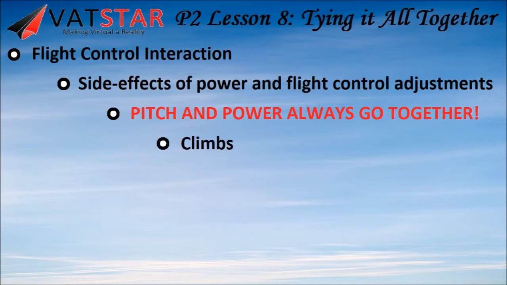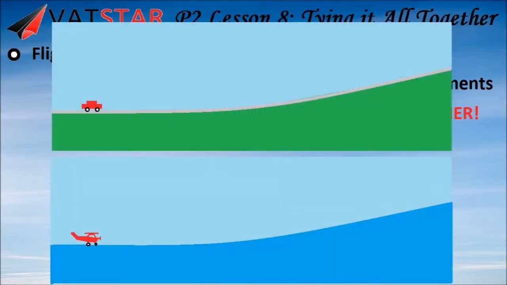And we're going to contrast climbing a hill in a car with initiating a climb in an airplane. So up top here is our little car cruising along at 55 miles per hour, and we encounter a hill. As we start to climb the hill, if we don't add any more power, that is, if we don't press a little more on the accelerator as we start to climb, what's going to happen? We're going to lose a little speed, aren't we?